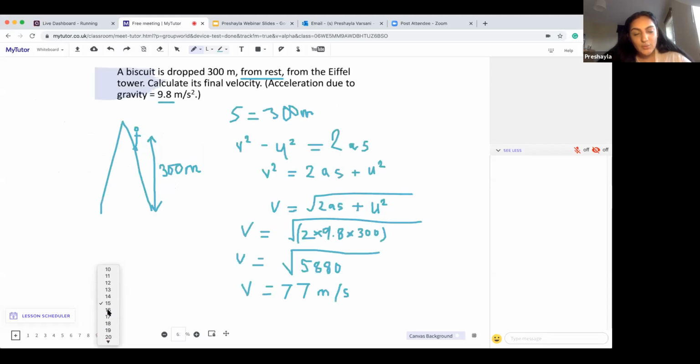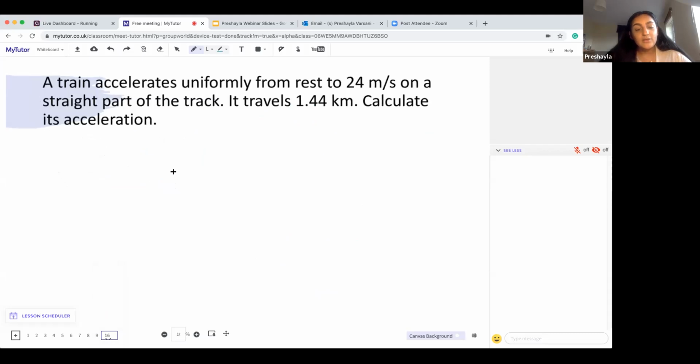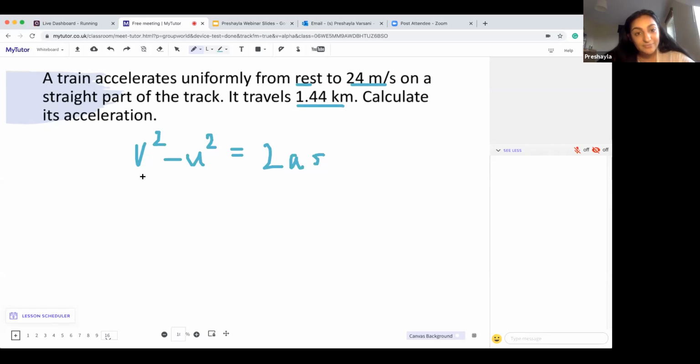Okay, let's just quickly do this one. So again, pretty similar to the biscuit example question. And that is v squared equals u squared plus 2as. So a new equation. And the reason that I know to use this equation is because I have two speeds and a distance. I don't have two speeds and a time, I have two speeds and a distance. The only equation I can use is this equation.